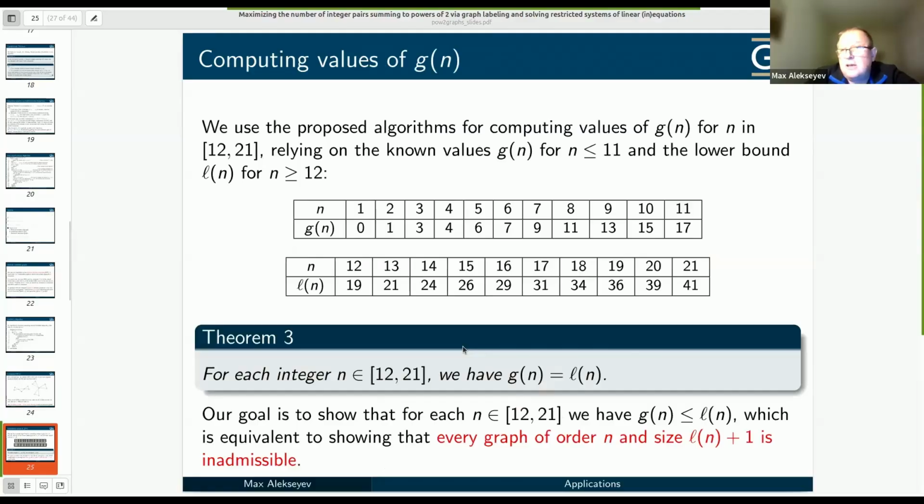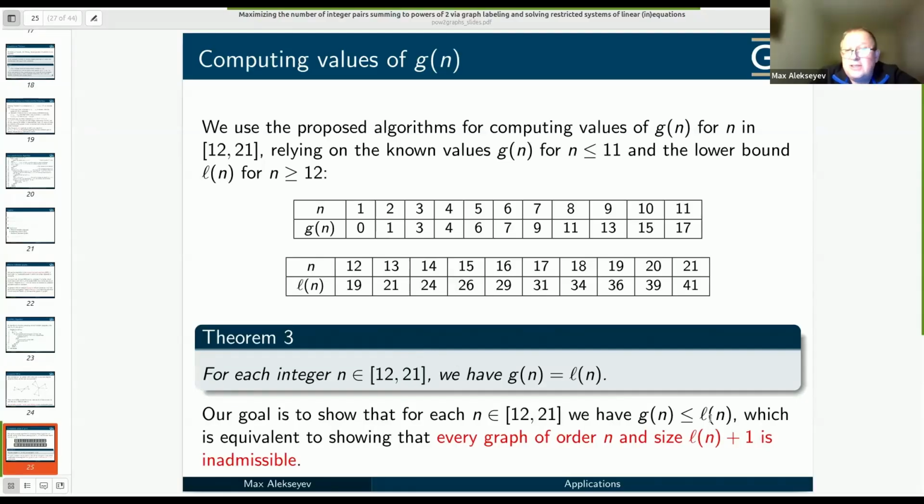Now, let us consider the problem of establishing values of g(n). Values up until 11 were established before. Here are the values. For n from 12 to 21, we have lower bounds: 19, 21, 24, and so on. I'm going to show that for each n in the range from 12 to 21, g(n) is equal to the lower bound. So how are we going to show it?